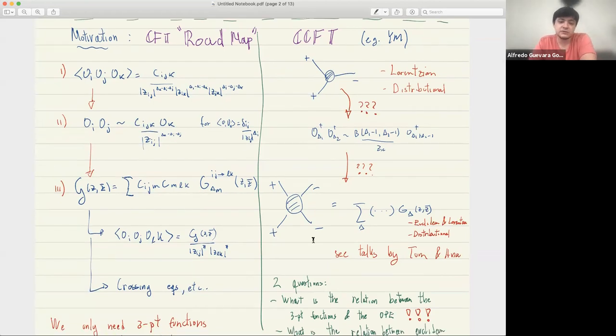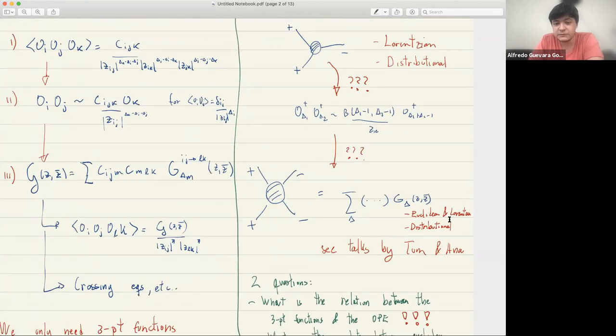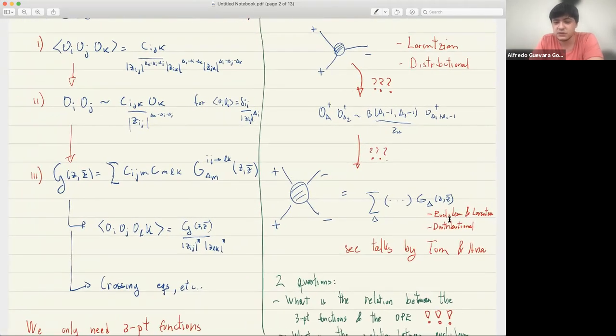And moreover, if you try to go from the OPE to a 4-point function, as we did in the standard case, you find that it's really not transparent, again, how to construct the conformal blocks just from these OPE coefficients. The spectrum is not clear. The relation between these coefficients to the conformal block decomposition is not clear. There are two ways of doing the 4-point decomposition. You can do either Euclidean or Lorentzian. It's also distributional, and there's a lot of discussion going on here. Of course, I can refer you to talks by Tom and Anna.